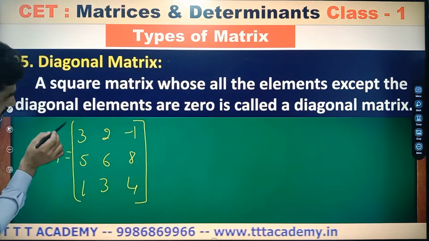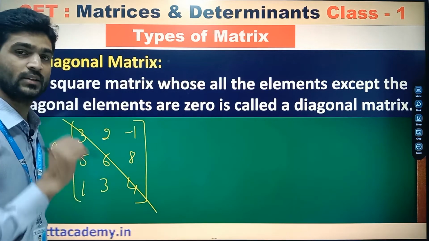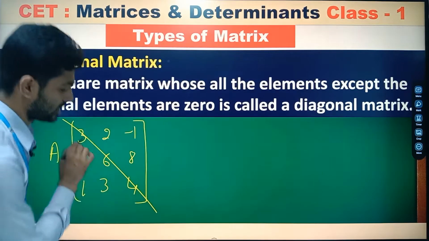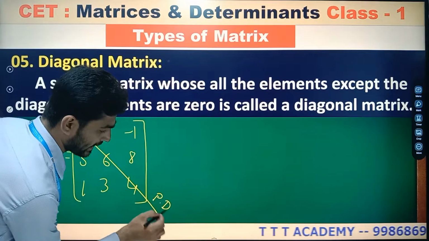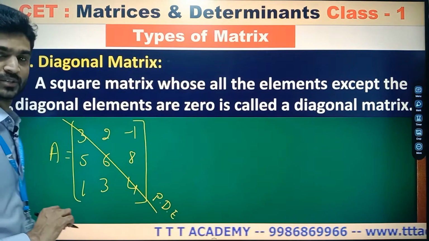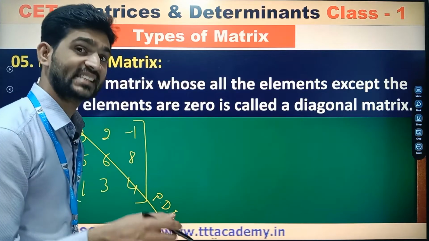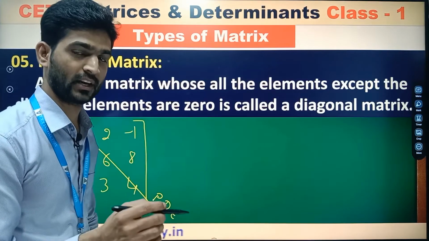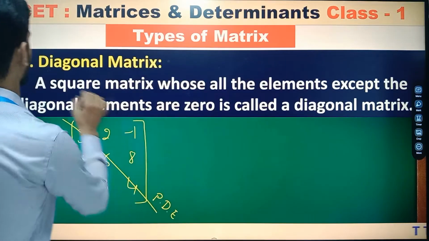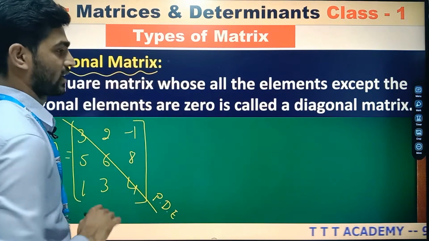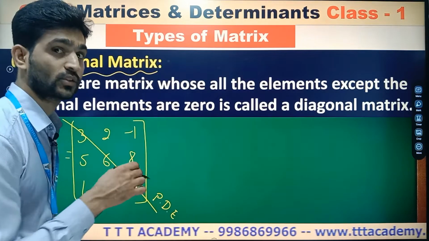In which, dear students, here 3 6 4, we call these the diagonal elements. That is the first principal diagonal elements. This is usually called the first principal diagonal elements. Except the first principal diagonal elements, all other elements are 0. Such a type of matrix you can call a diagonal matrix. The A matrix I have written here is a square matrix.